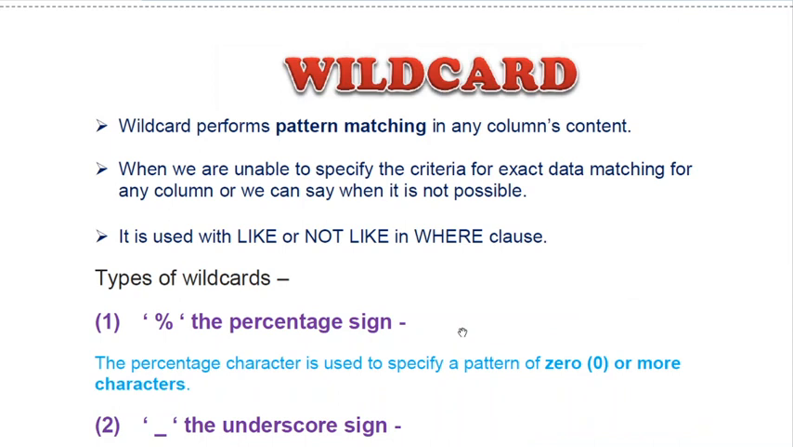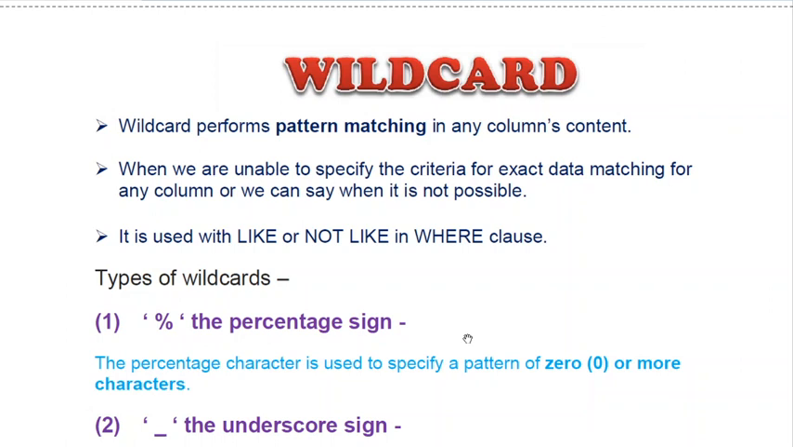So, the wildcard characters are used to perform pattern matching in any column's content. When we are unable to specify the criteria for exact data matching for any column, or we can say when it is not possible, the wildcard is used for pattern matching. It is used with like or not like in the where clause.